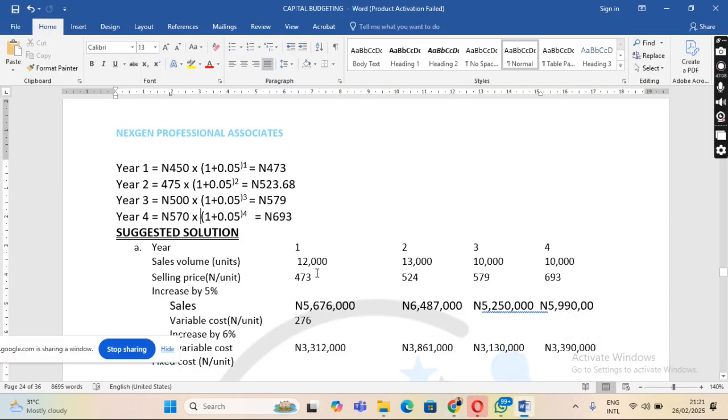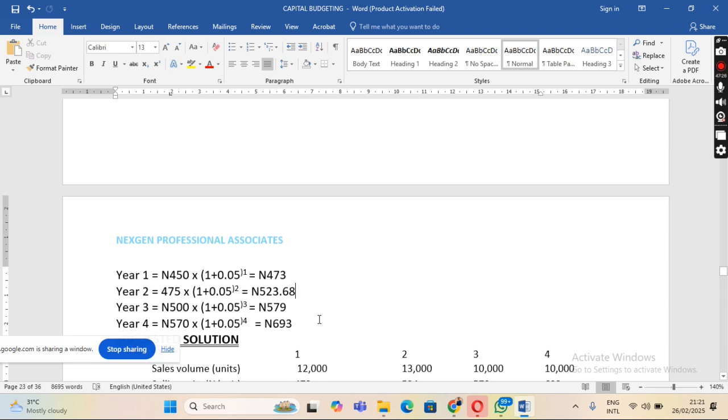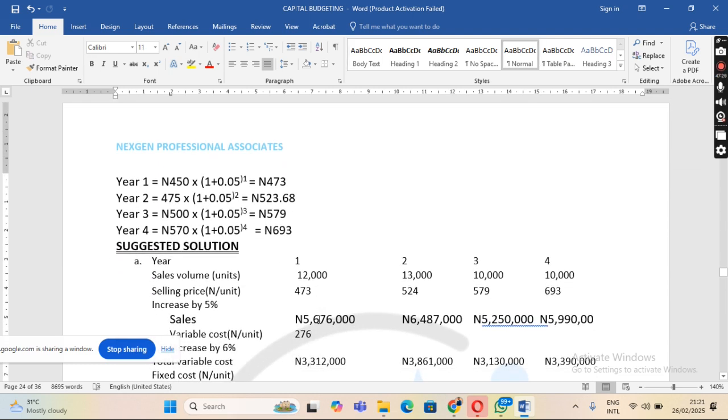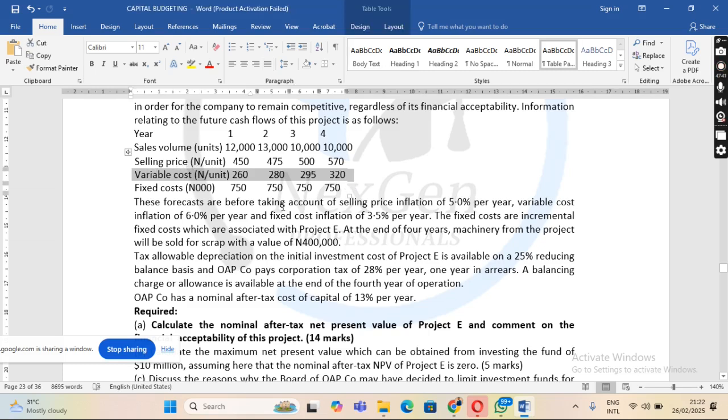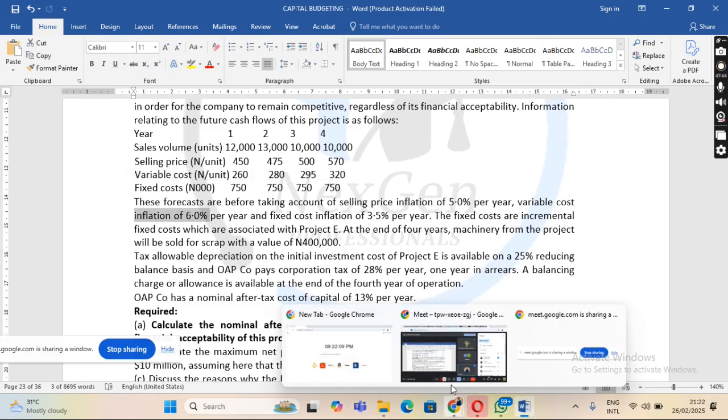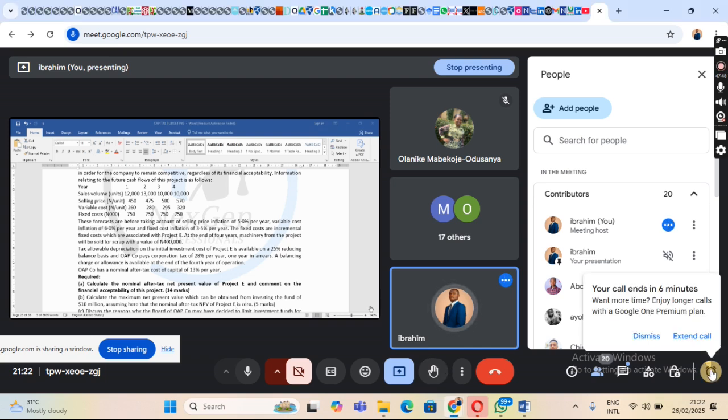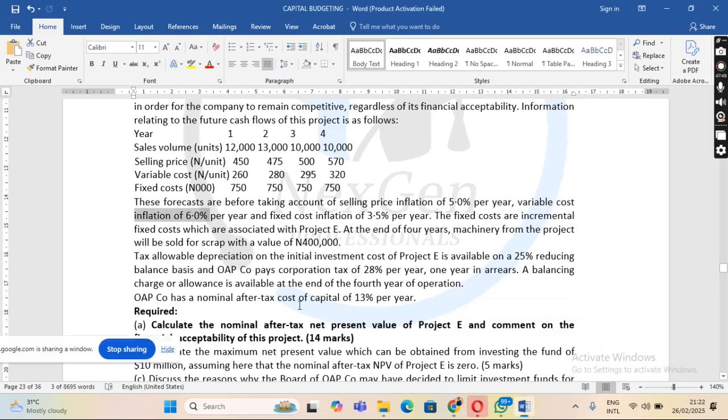So now, if you have something like this, you have 473, 524, 579, and 693. Now, next one is the variable cost. So the same thing, right? So increase the variable cost. I don't need to write the variable cost now. So do that one. Give me answer sharply. Raise it to power 1. Are we still together? This is the variable cost, is that not so? And it will increase by how many percent, class? By 6%. Right? So quickly.